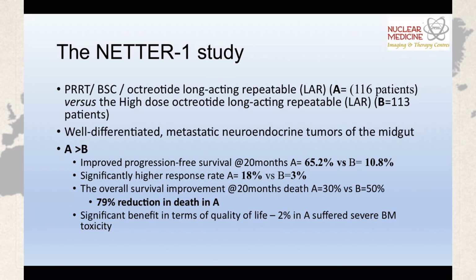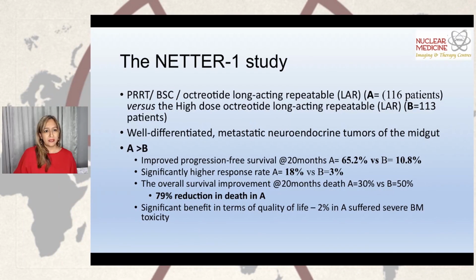In fact, by 20 months, group A had only 30% deaths recorded, and group B had 50% of deaths recorded. So this was a 79% reduction of deaths in group A with PRRT. Also, there was a significant benefit in terms of the quality of life, and only 2% in group A suffered from severe bone marrow toxicity.